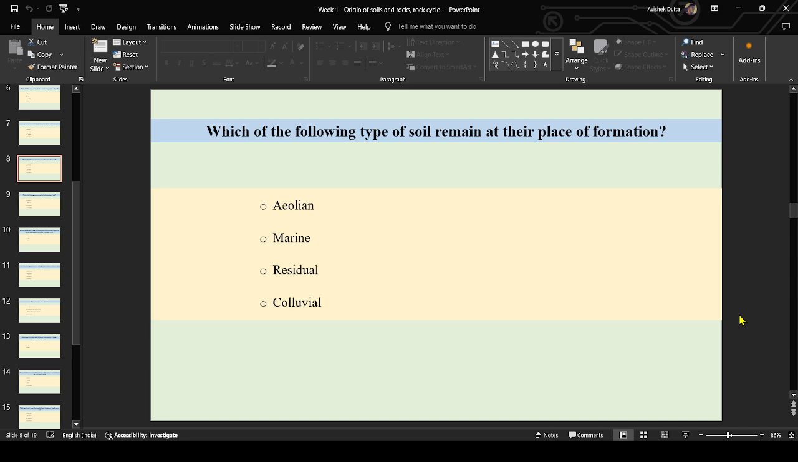I repeat the question. Which of the following type of soil remain at their place of formation? Your options are aeolian, option 2 marine, option 3 residual, or option 4 colluvial.